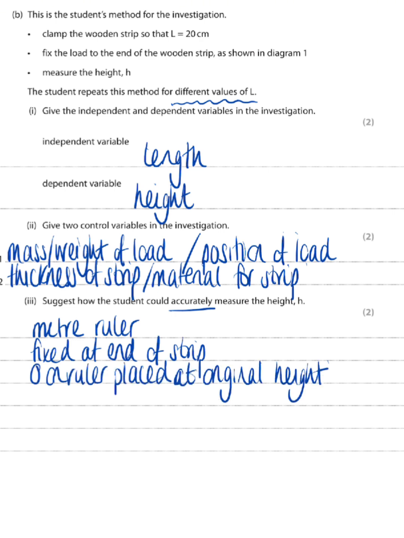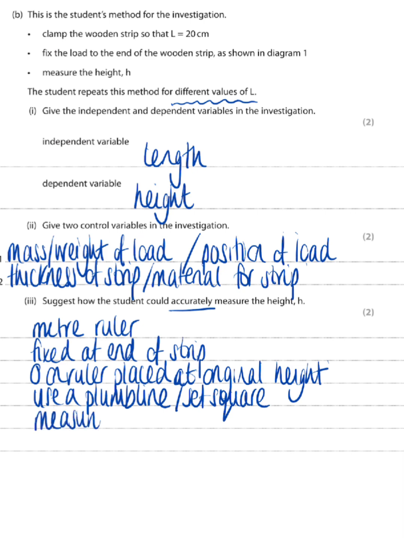Now, the other thing we need to think about is the fact that this is a vertical height, so we need to make sure that that ruler is actually measuring vertically. So you can get a point here for talking about some kind of method to make sure that's a vertical measurement. So we can either use a plumb line, or we could use a set square. And the final thing to make sure that you are reading the height accurately off the ruler is to make sure you are measuring at eye level. So any two from there.